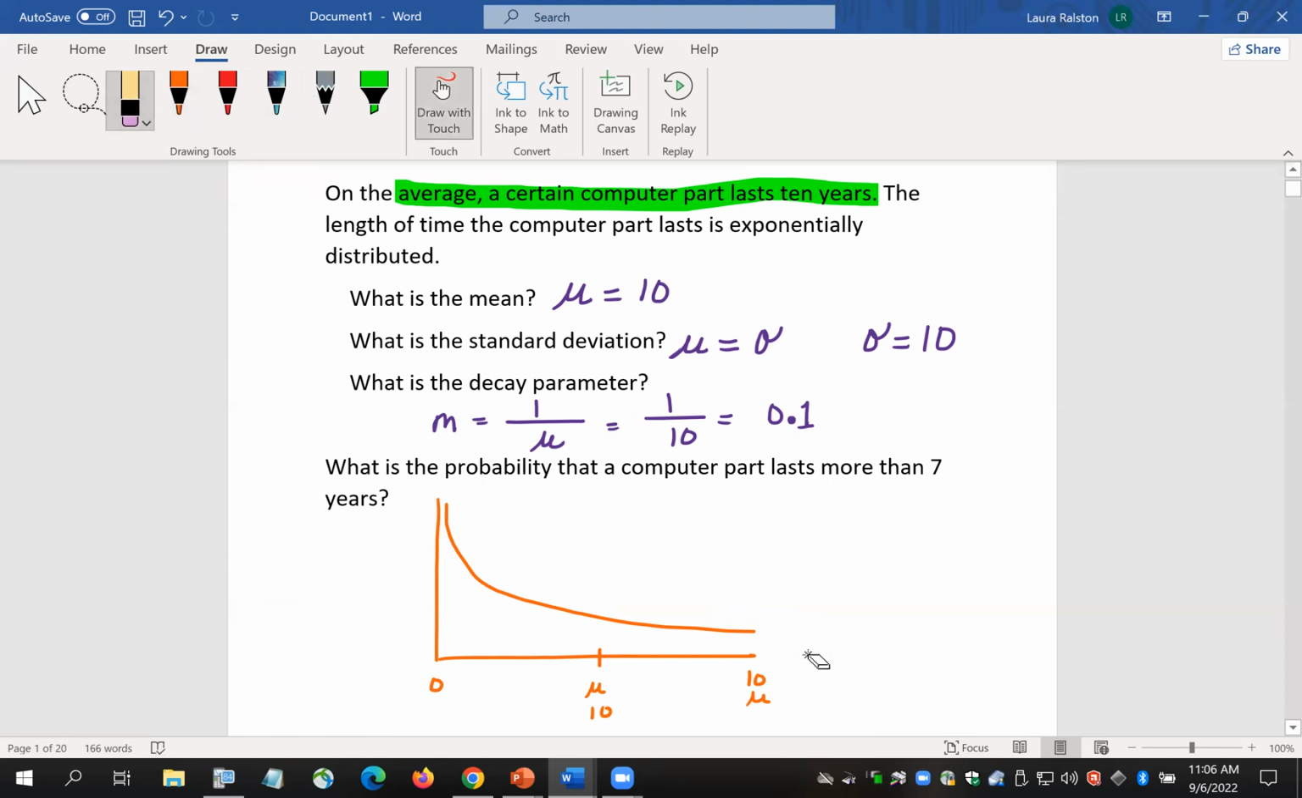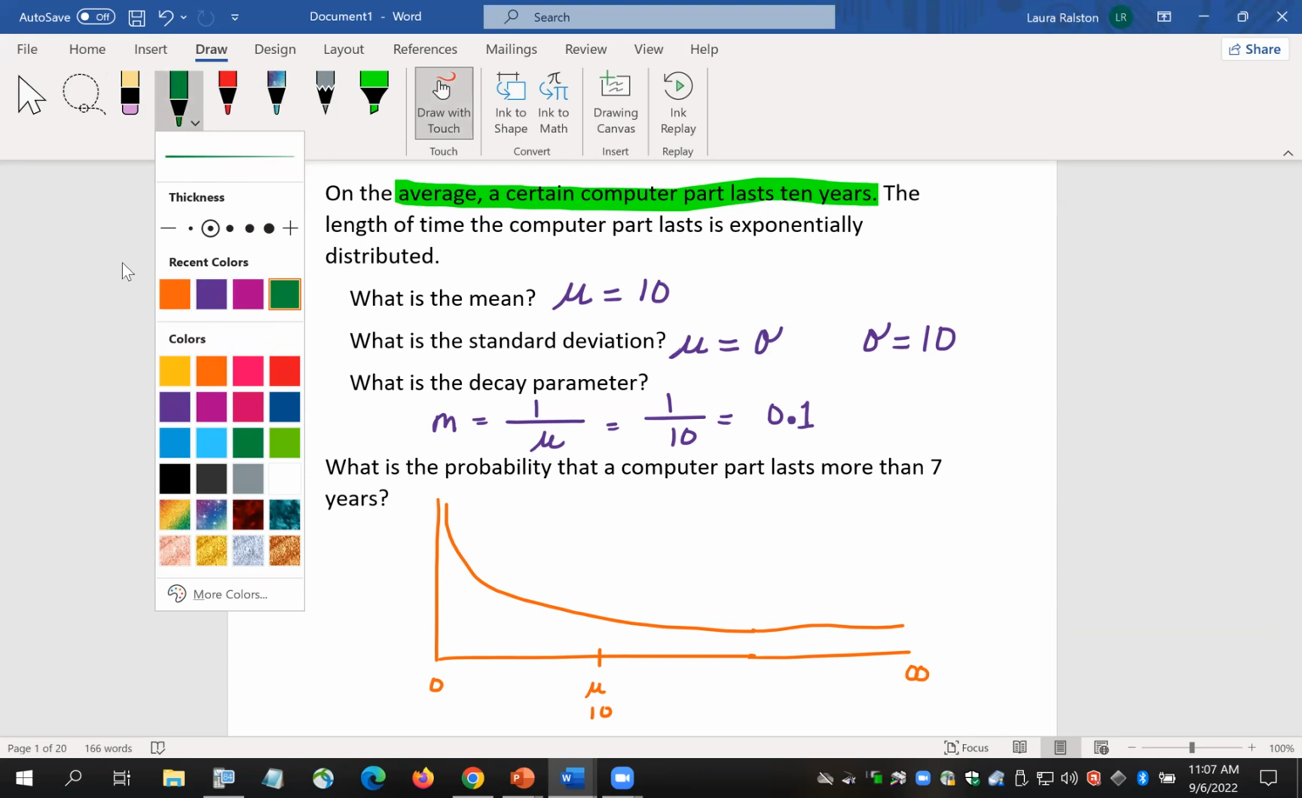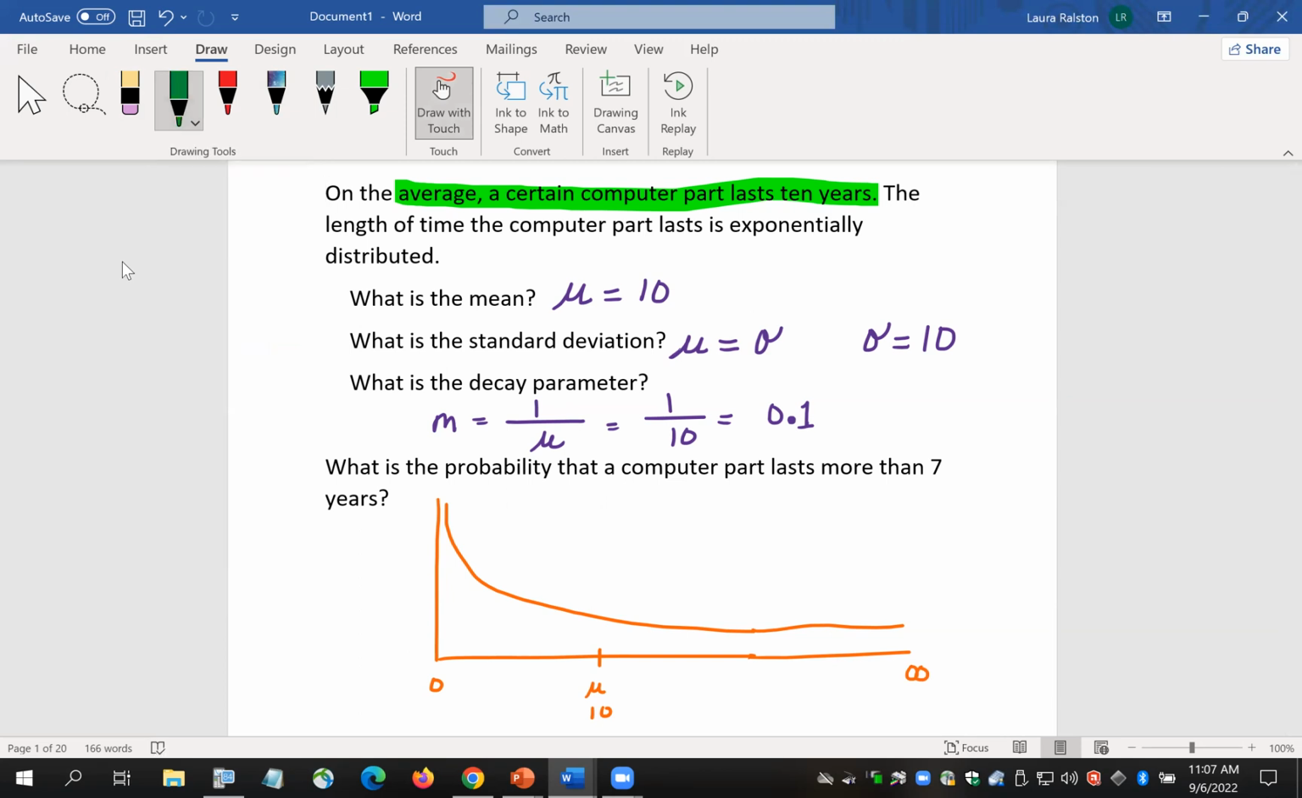But it could keep on going, and technically, because it is a continuous probability distribution, theoretically, this could go on and on forever and ever to infinity. And so this question says, what's the probability the computer part lasts more than 7 years? So if I guesstimate where 7 is on my number scale, more than is greater, and would be the region to the right.